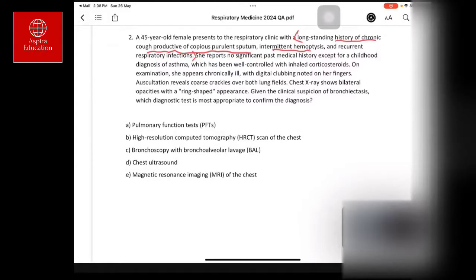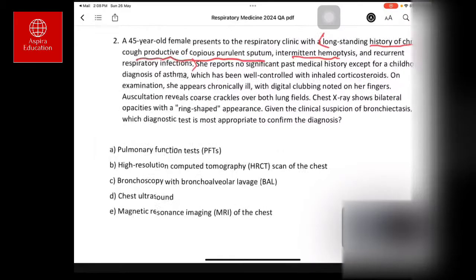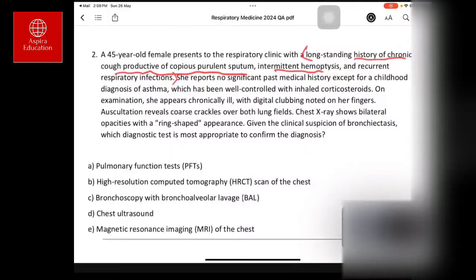Why does hemoptysis happen in bronchiectasis? Because of the ectatic airways, where the capillaries open up into the damaged alveoli, leading to blood-rich phlegm, that is hemoptysis. And she reports no significant past medical history except for a childhood diagnosis of asthma, being well controlled with inhaled corticosteroids.